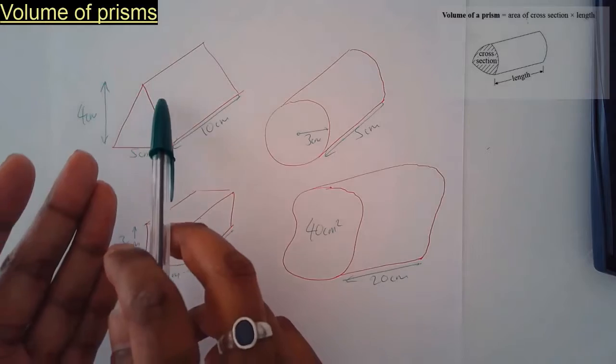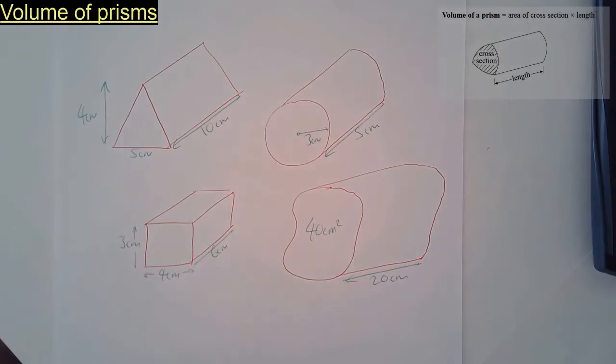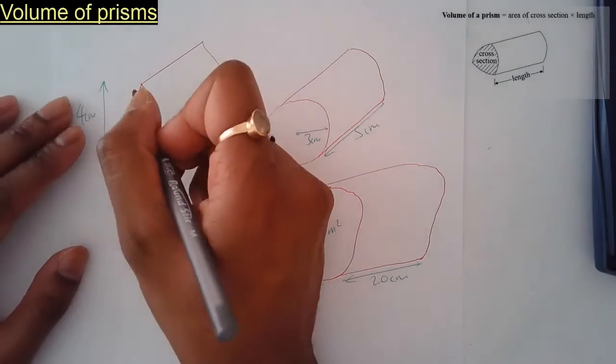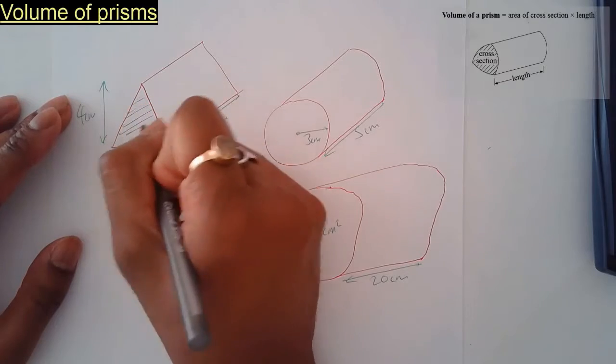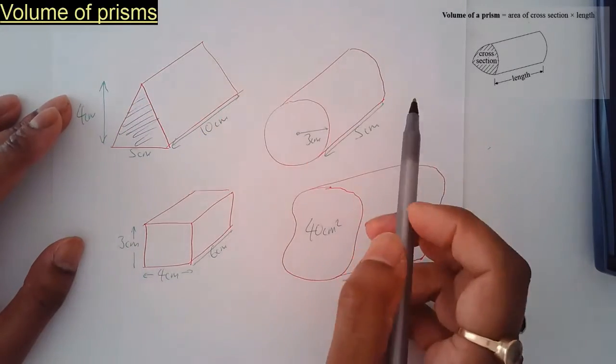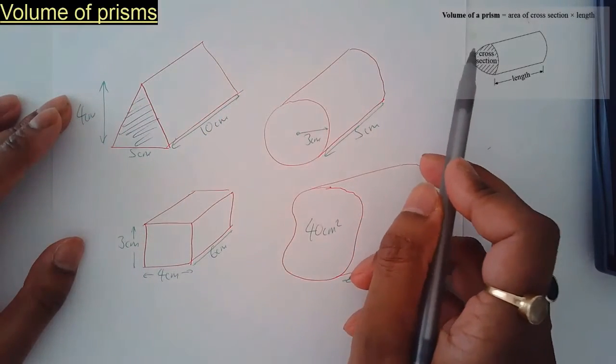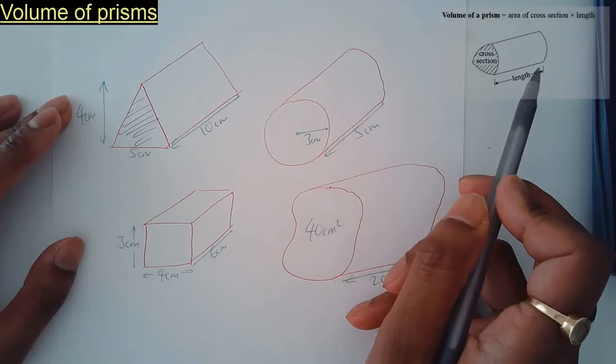Right, to work out the volume of these prisms, what you need to know is the cross-section area multiplied by the length. You've got that right here, the cross-sectional area multiplied by the length.